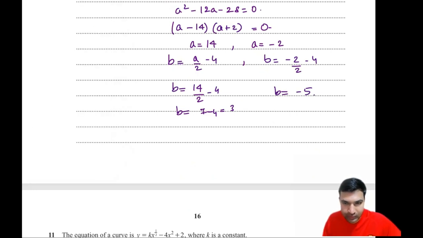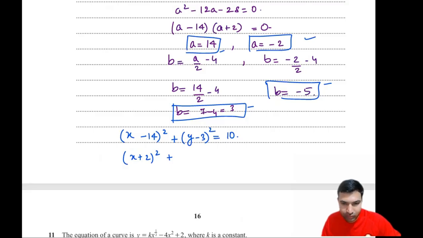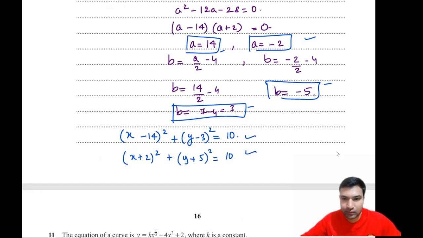So the two equations we get: x minus a, when a is 14 and a is negative 2, b is 3 and b is negative 5. Okay, so one set we'll get for this. So we get x minus 14 whole square plus y minus 3 whole square is equal to 10. And the second equation is x plus 2 whole square plus y plus 5 whole square equal to 10. So these are the two solutions which we need to get.